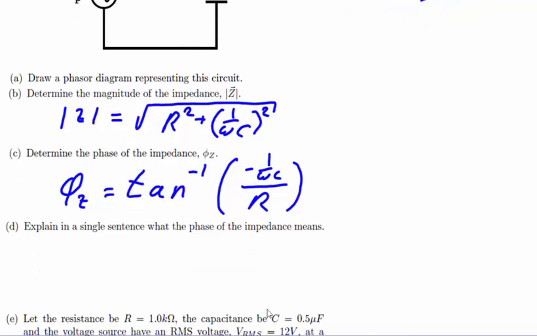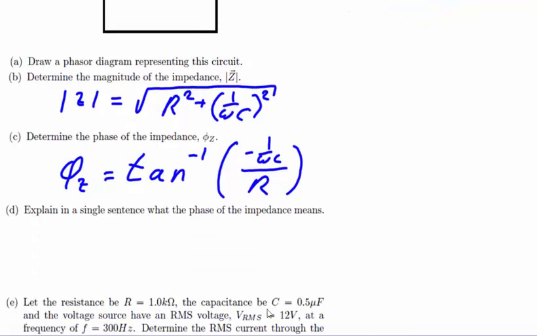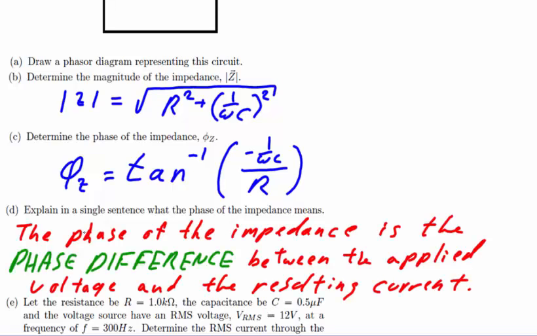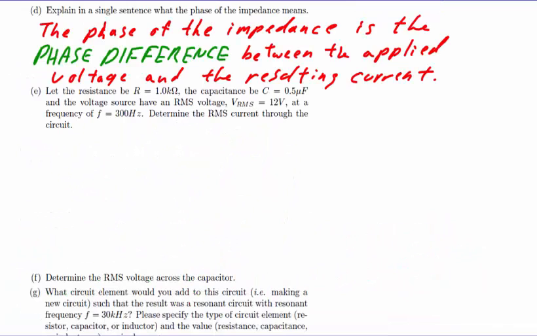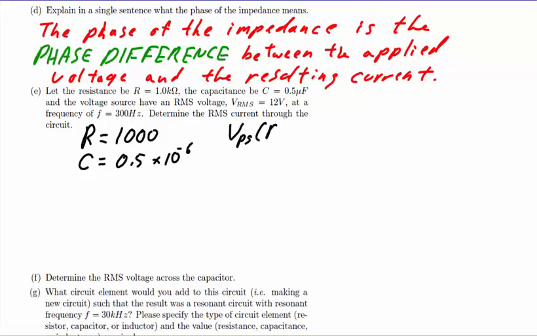In part D of the problem, we are to explain in a single sentence what the phase of the impedance means. The phase of the impedance is the phase difference between the applied voltage and the resulting current. In part E, we are finally given a few numbers. The resistance in the circuit will be 1 kiloohm or 1000 ohms. The capacitance will be 0.5 microfarad. The voltage from the power supply, expressed as an RMS quantity, will be 12 volts and will be applied with a frequency of 300 kilohertz.